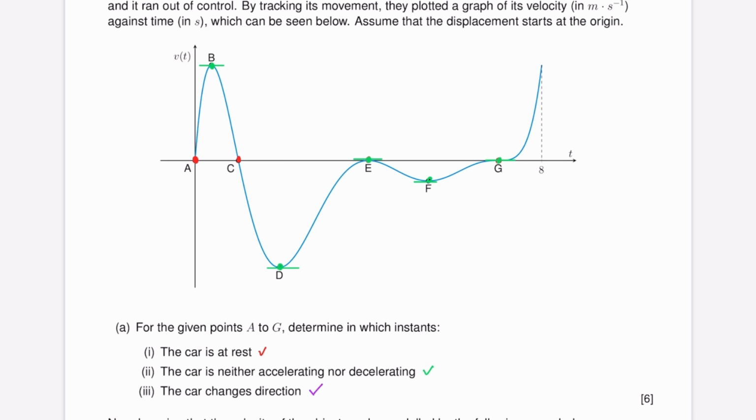An object changes direction when its velocity goes from positive to negative or from negative to positive, which in this case is represented by points C and also G. Do notice that E is not a solution, because the velocity before E and after E are both negative. So this does not represent an instant where the car changes direction.